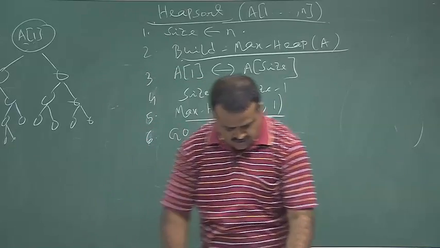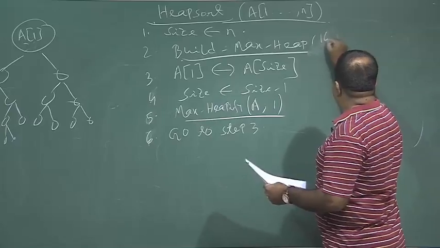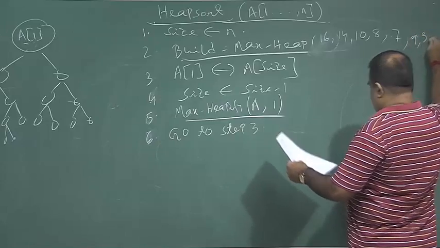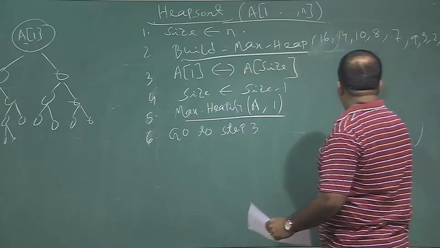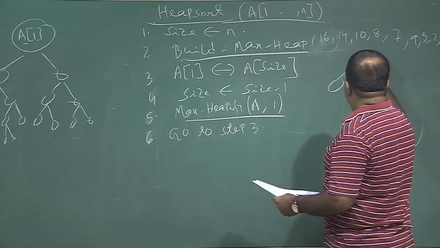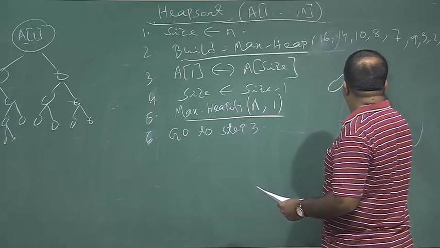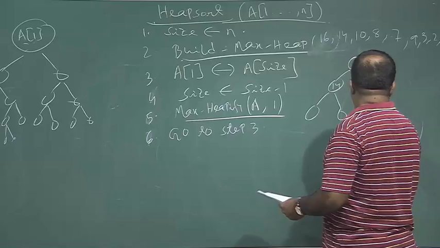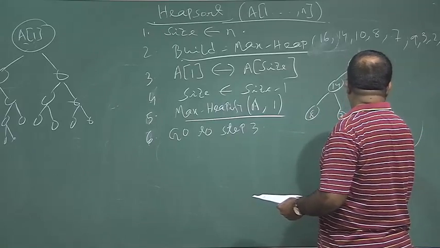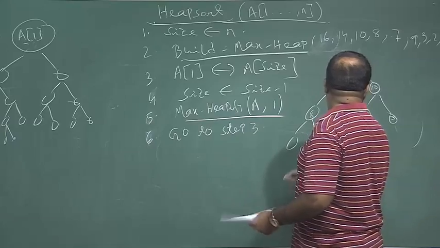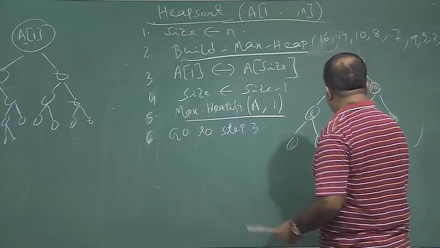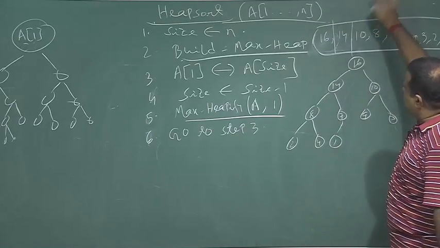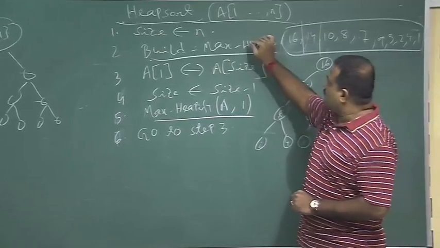Okay, so this was our array: 16, 14, 10, 8, 7, 9, 3, 2, 4, 1. We can just draw the tree. Anyway, this is a Maxify array: 14, 10, 8, 7, 9, 3, 2, 4, 1. We may have a general array, but we can make it a Maxify array. So, suppose we have an array and we made it a Maxify array. After this step we have this.